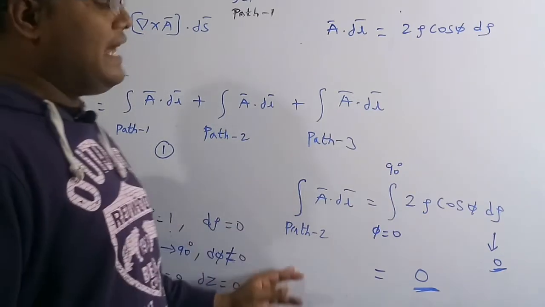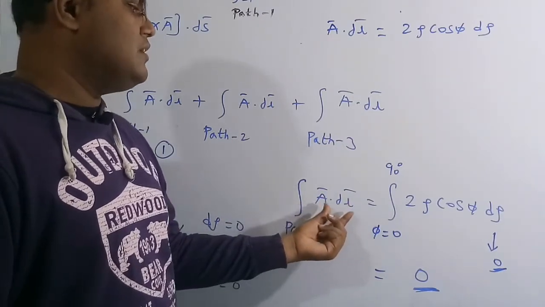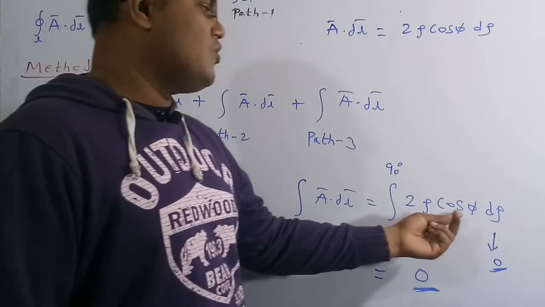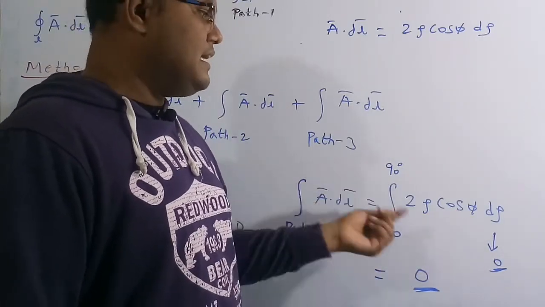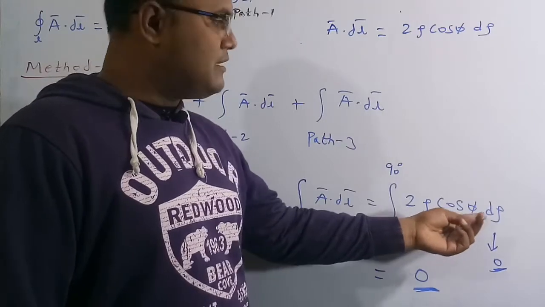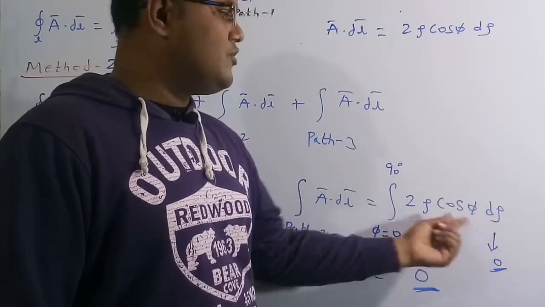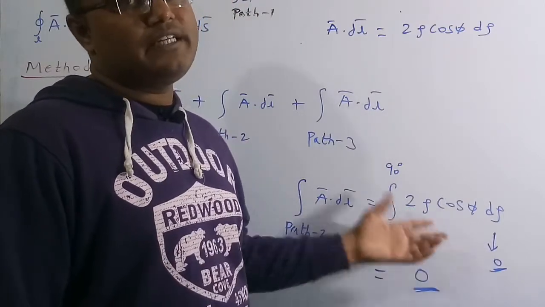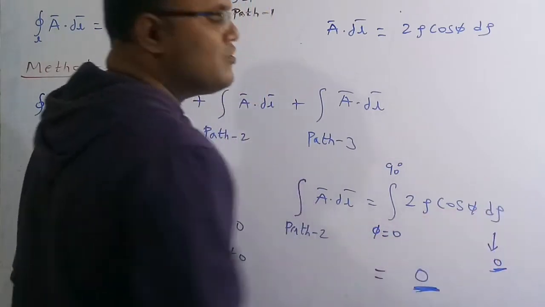So now the line integral for path 2, A bar dot dl bar, we already know the dot product is 2 rho cos phi d rho. Phi is changing from 0 degrees to 90 degrees, but d rho is nothing but 0 because rho is a constant. 0 into any integral is 0. So the overall value is 0 because d rho is equal to 0.